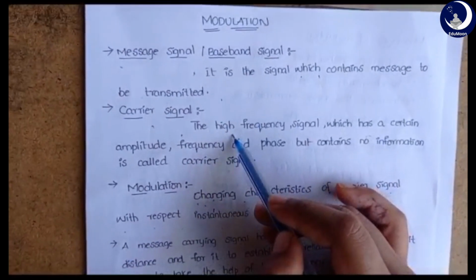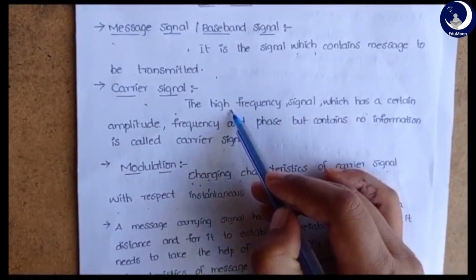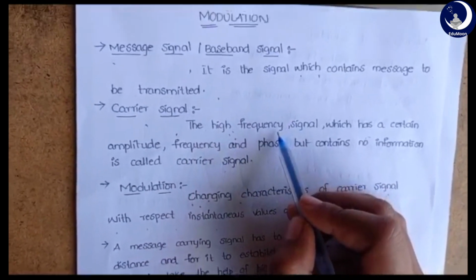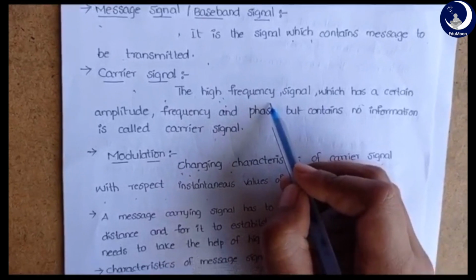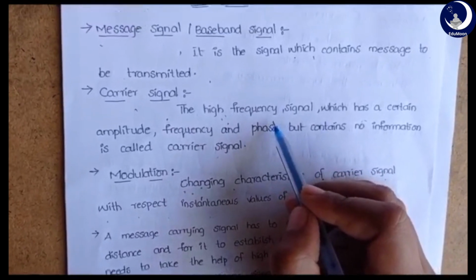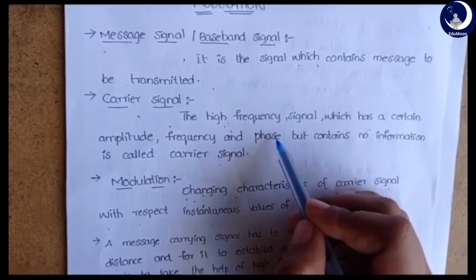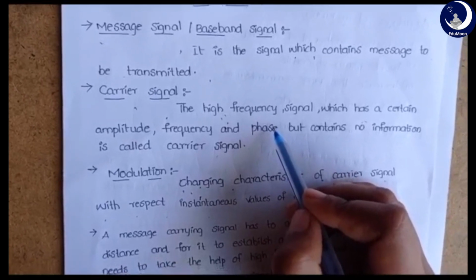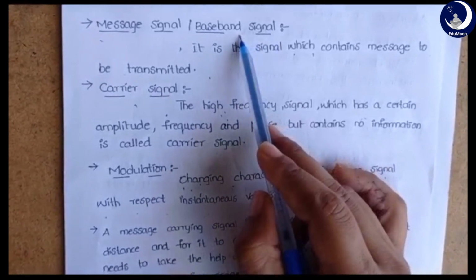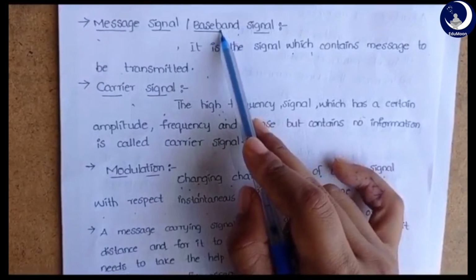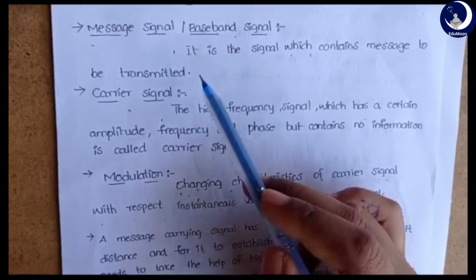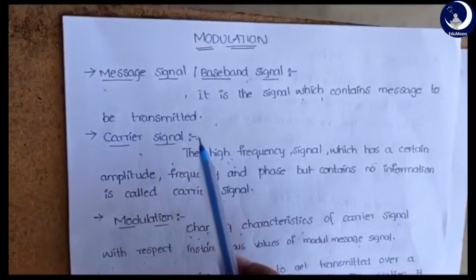And what is carrier signal? Carrier signal is generally a high frequency signal which we use in modulation, and it has particular amplitude, frequency and phase, but it doesn't have any information. We are transmitting information through the message signal, which is known as a baseband signal, but not through the carrier signal. We are using the carrier signal for better communication.